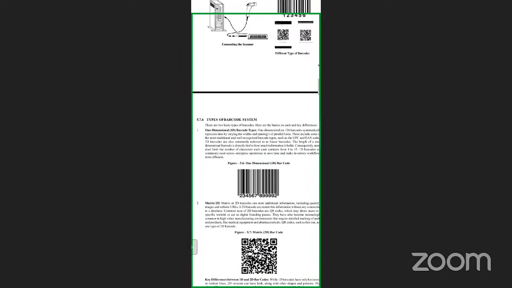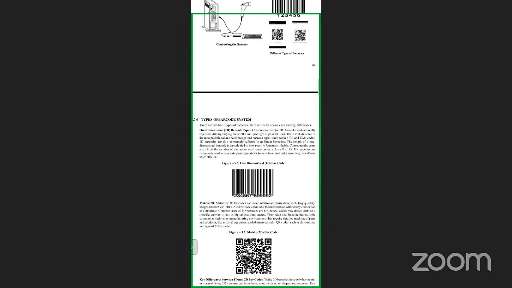And each barcode system has a different meaning. You can just look here, types of barcode system. The first one is the one-dimensional barcode. One-dimensional barcode represents data by varying the width and spacing of parallel lines. This includes most of the traditional or well-known barcode types such as UPC and EAN codes. 1D means one-dimensional barcodes, commonly referred to as linear barcodes, and they have a limited number of characters, up to 8 to 15.